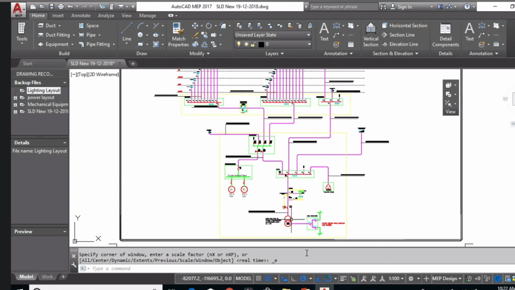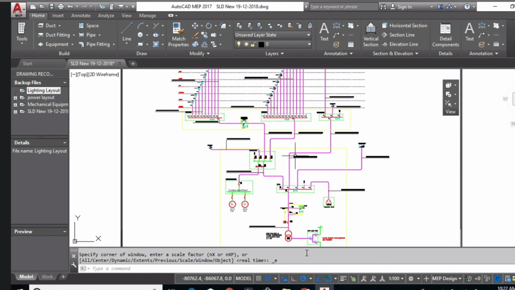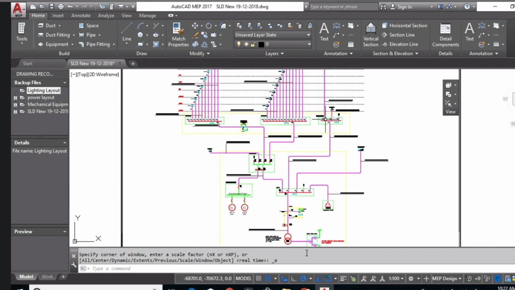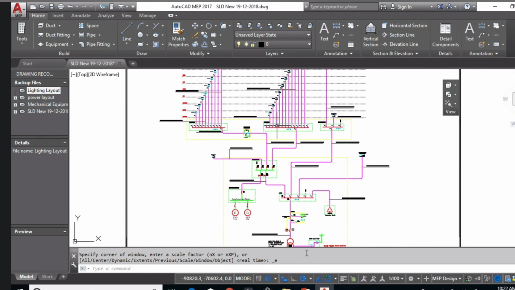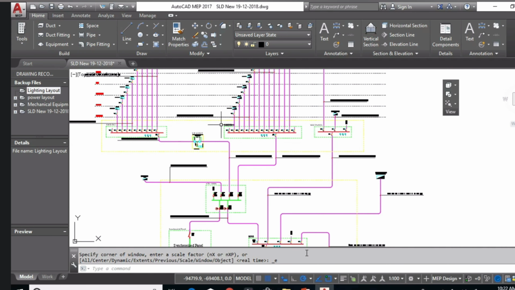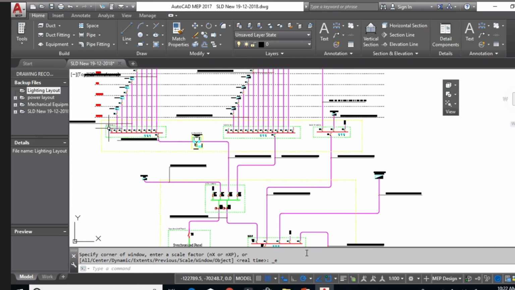Here, from the output of the transformer into the MDB, I have three outputs, one to the submain number 1 and another for submain number 2, and here for the MCC panel, and here submain 1 and here submain 2.